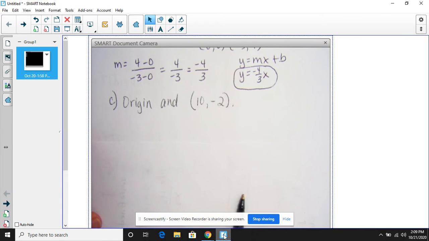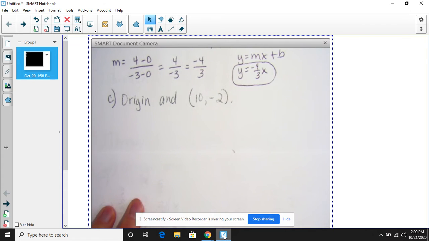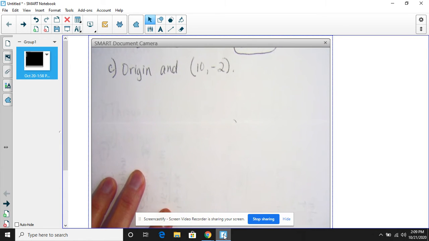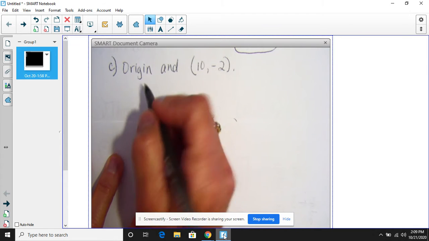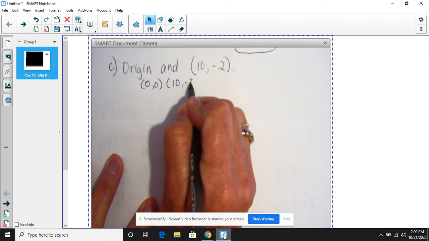Okay, let's do the next one. You're going to write an equation of a line that goes through the origin and point (10, -2). I'm going to do 2 more with you, and then I want you to try 2 on your own. So again, the origin is (0, 0), and the point is (10, -2).